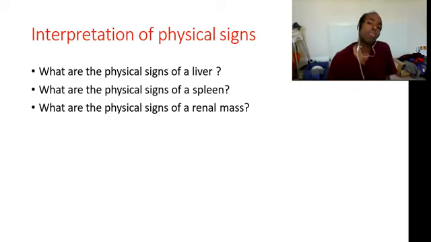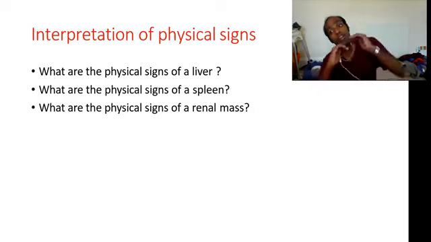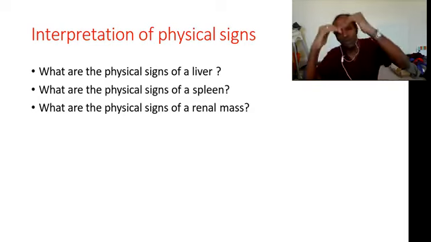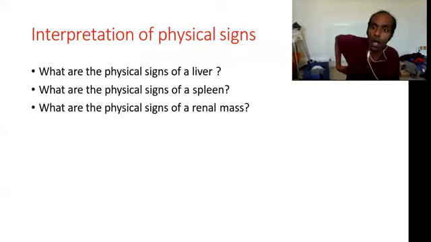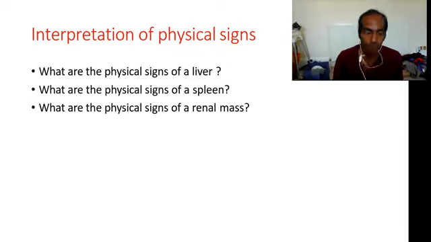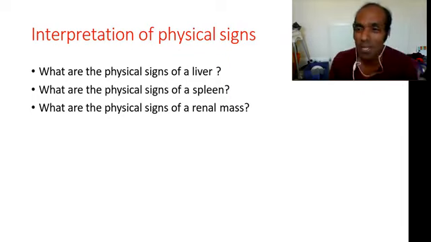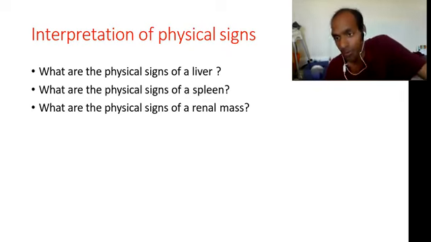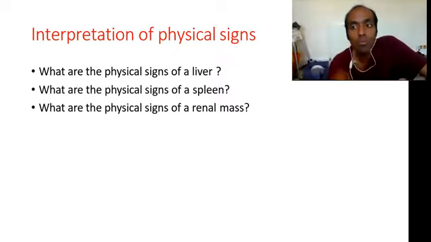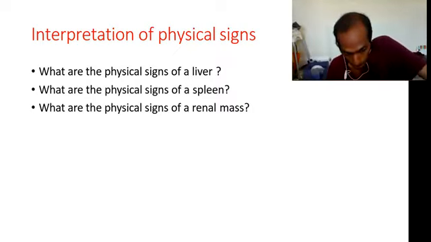Renal mass. What are the physical signs of a renal mass or a kidney? Location is in the flanks. That's why I told you, even on inspection, if you look carefully, you will be able to see this flank fullness. So it is in the flank or the posterior loin region. The movement with respiration is very minimal. It does move, but it doesn't move a lot. There is some movement, but minimal, with breathing. It is bimanually palpable.